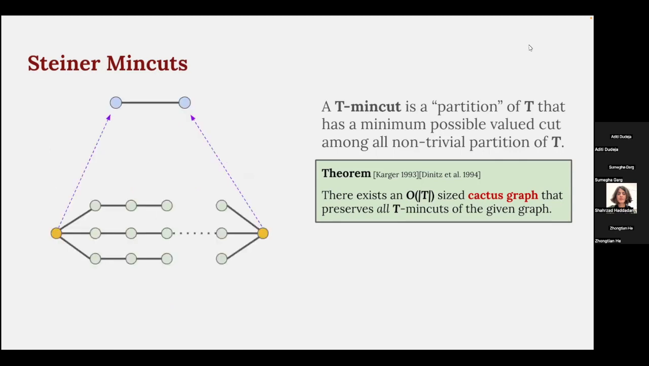And note that we only care about the mincut, the partition of T that forms a mincut. So if this graph looks like this, and T is those 2 vertices, there might be many Steiner mincuts in between. The information we want to preserve is, for each partition of T, like A and T minus A, whether there exists a Steiner mincut that partitions T as A and T minus A. So if the graph looks like this, the Cactus will just be this single edge. So this is a clarification. Any question about the definition of Steiner Cactus?